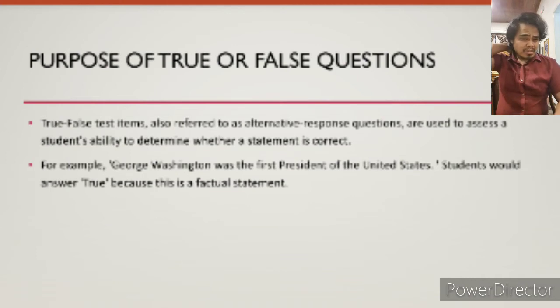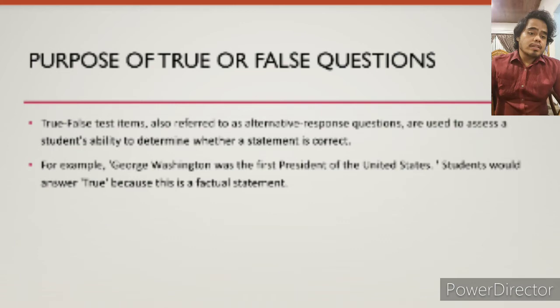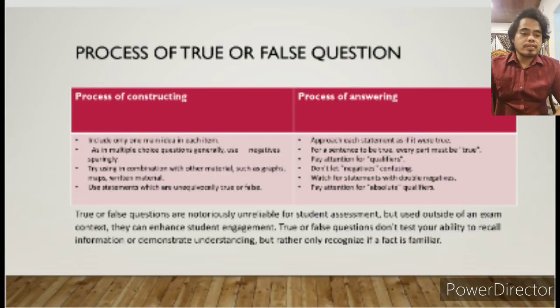The purpose of this true or false question: true or false items are referred to as alternative response questions, and are used to assess a student's ability to determine whether a statement is correct or incorrect. For example, George Washington was the first president of the United States. A student would answer true because this is a factual statement. If they answer false, they might get the wrong answer.